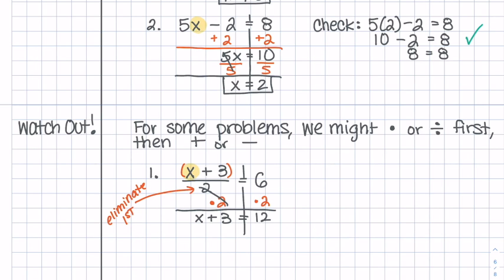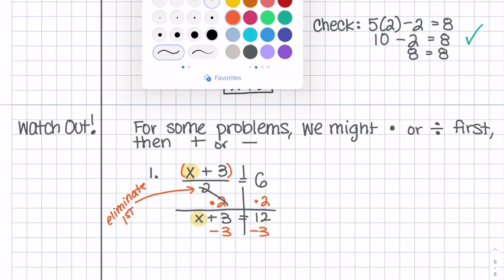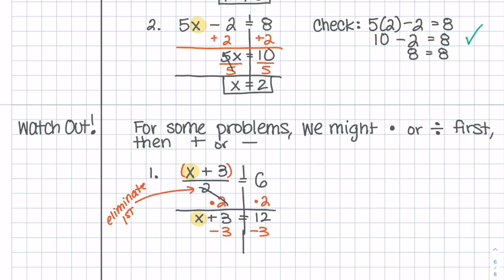Okay? My variable is right here, and it's not alone. And so to get it alone, I have to do the opposite of adding 3, which is subtracting 3. And I have to do it on both sides. So when I do that, my 3's go away. X equals 12 minus 3, which is 9. Okay?